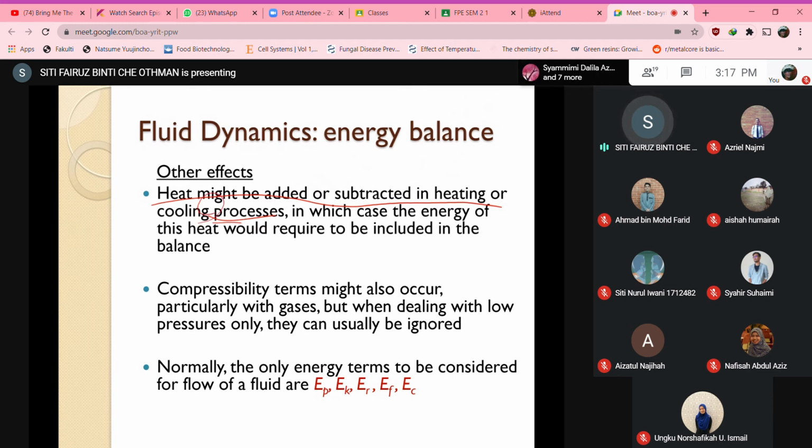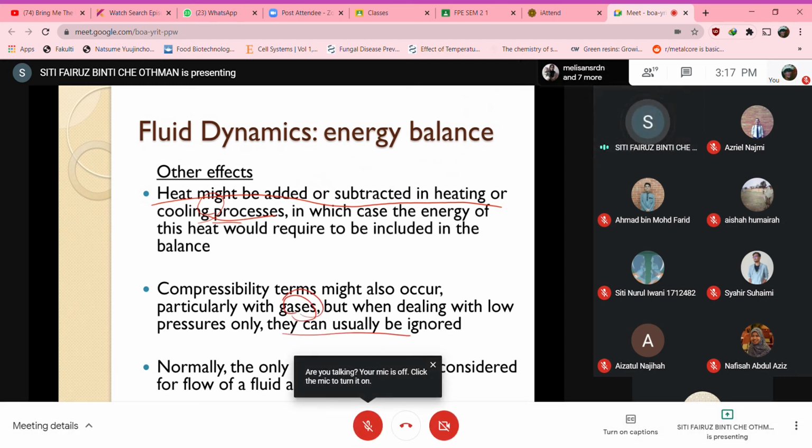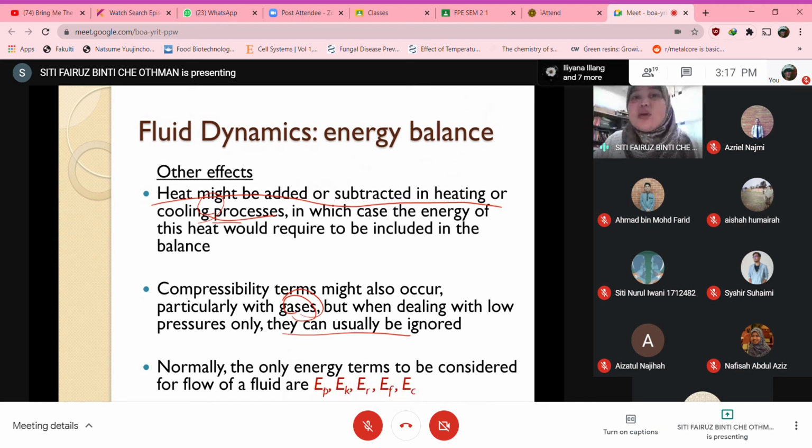So compressibility terms might also occur for gases, okay, but only when you deal with low pressure. For example, imagine if you make a carbonated drink. A carbonated drink has gases. If you have those gases, that's a whole different story. It becomes like a compressible fluid. That's different. But I'm not sure if I'm going to discuss this in detail for this course. But never mind, just for you to bring things into perspective.